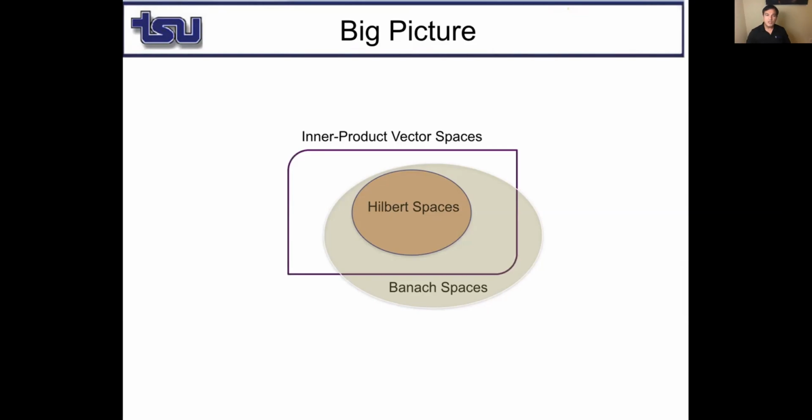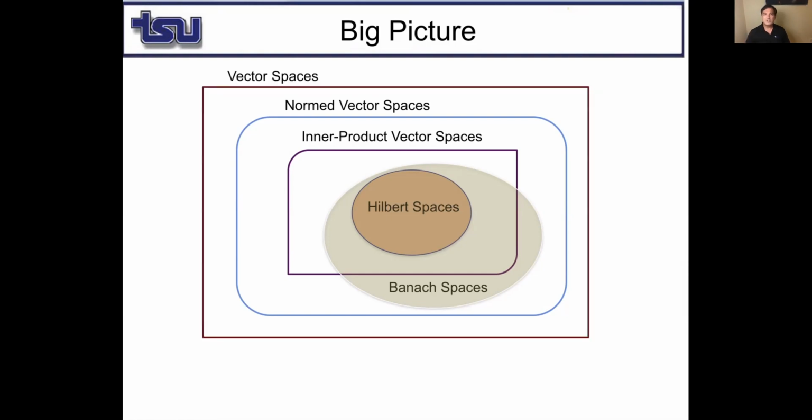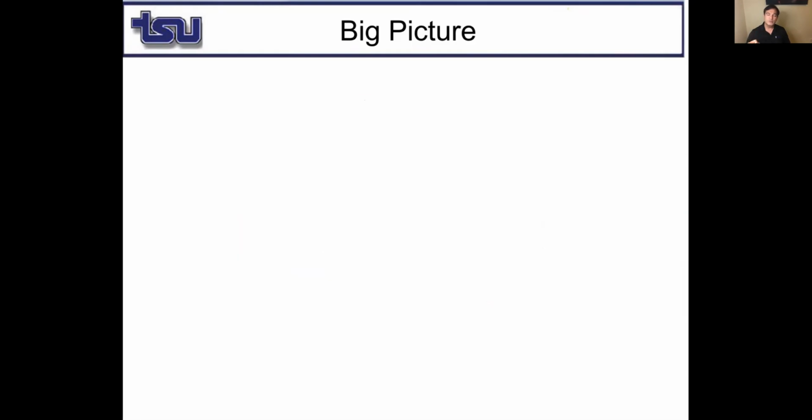We will talk about inner product vector spaces. And we will see that a Hilbert space is an inner product vector space. And we'll talk about norm vector spaces. A Banach space is a norm vector space, and every inner product vector space is a norm vector space. And we'll talk about general vector spaces. This is the first picture that we're going to try to develop.